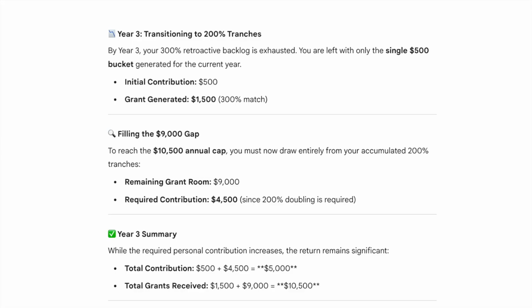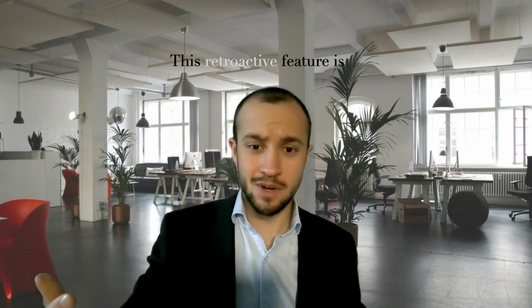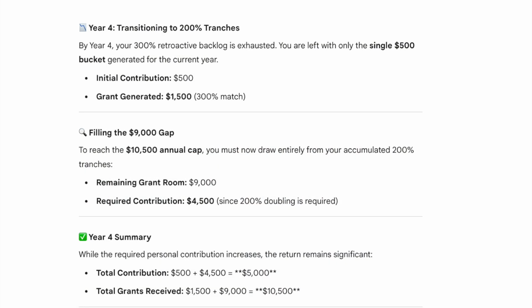Consequently, your total contribution in year 3 is $5,000 to pull the same $10,500 in grants. Still, not a bad return on investment. This retroactive feature is one of the most powerful and often misunderstood benefits of the RDSP. The calculation for year 4 is exactly the same. To maximize grants, you have to contribute $5,000, which will give the same $10,500 in grants.